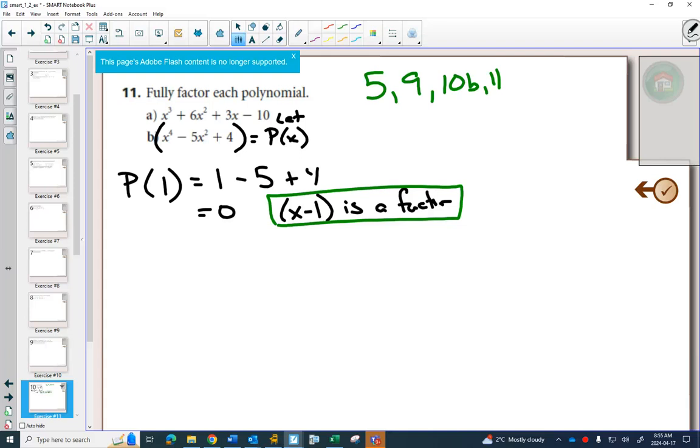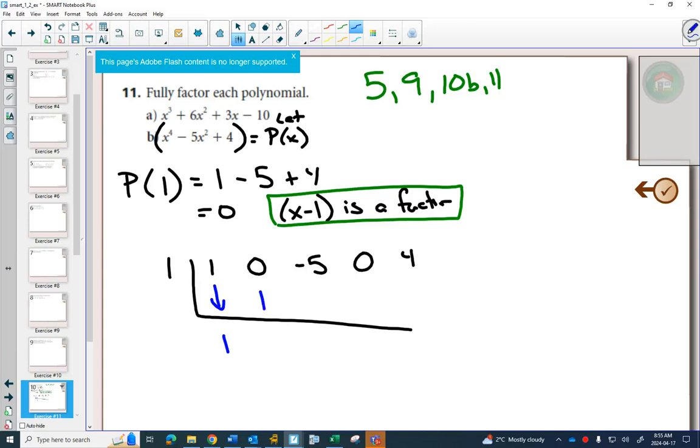So I found out one of my factors is x minus 1. Now when I go to my synthetic division, this is one where things are missing. Right? There's 1x to the 4, but notice there is 0x cubed. There is a negative 5x squared, but there are 0 x's. And then there's a 4. And if I'm dividing by x minus 1, I put the opposite, 1, out in front. Multiply, add, multiply, add, multiply, add, multiply, add. And once again, really good that we get that remainder of 0.